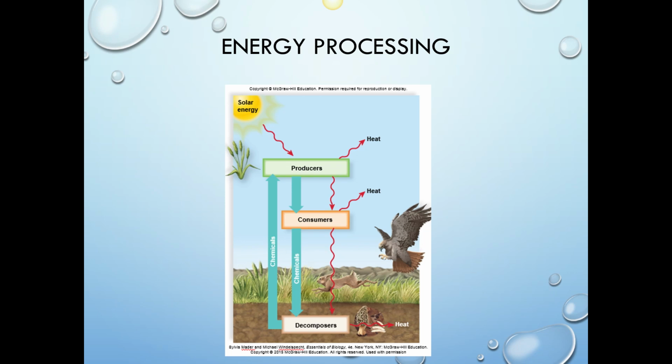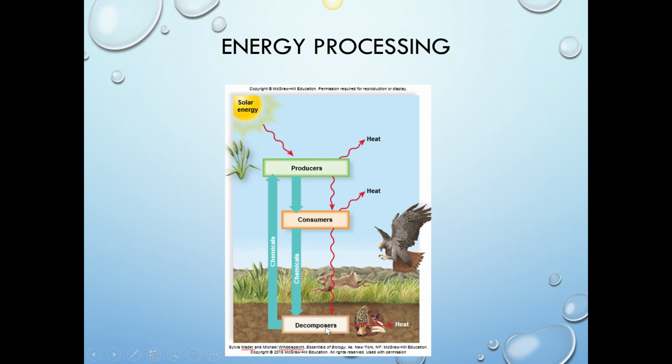And then they can use those sugars for energy production or for building things inside of the cell and so forth. But then these producers, these plants, can also be eaten by consumers. So consumers are going to consume either other consumers or they're going to consume producers. So animals are typically thought of as being consumers.